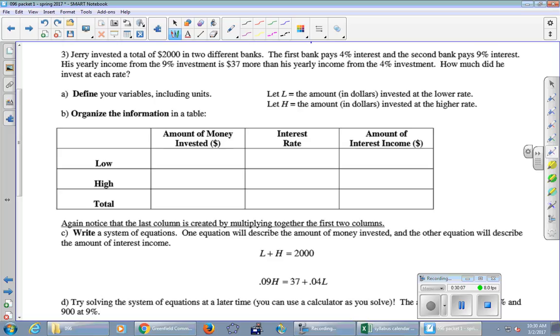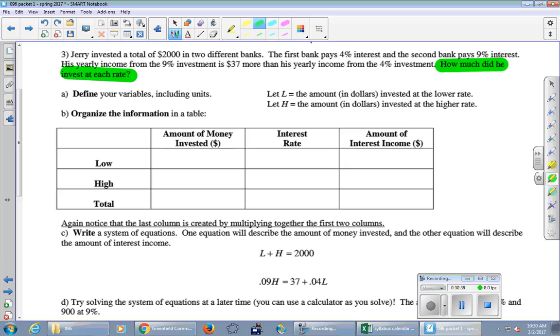All right, first step is to define some variables. There's a lot going on in there, but to define the variables is easy. Look at the question. The question is telling you what the variables should be. How much did he invest at each rate? That's what our two variables need to represent. So we're going to have L and H for low and high interest rates. L is going to be the amount in dollars invested at the lower rate, 4%. And H is the amount in dollars invested at the higher rate, 9%. Okay? It's the amount invested, dollar amounts.